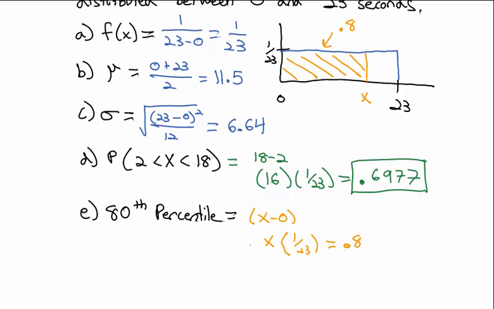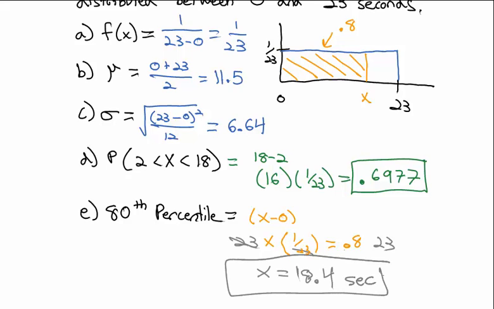This is just an algebra problem. Clear the 23 by multiplying both sides by 23. And x is equal to 0.8 times 23, 18.4. So 18.4 seconds. 80% of babies smile less than 18.4 seconds.